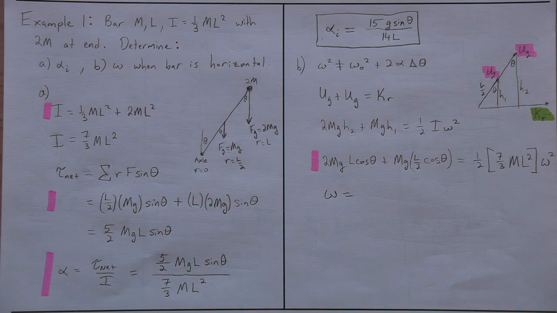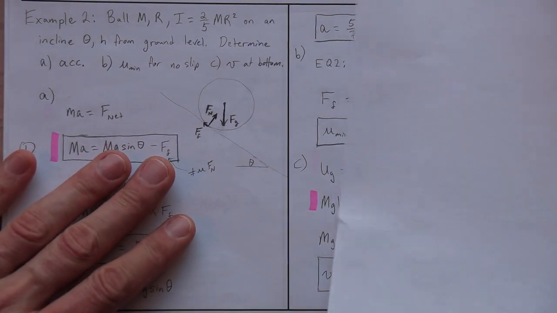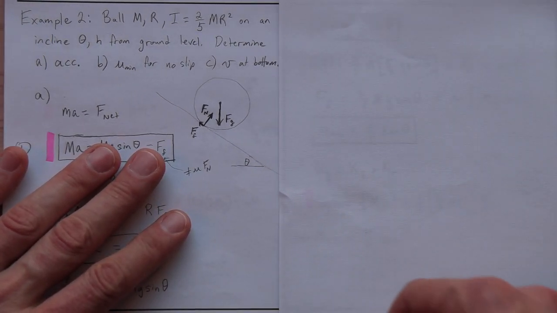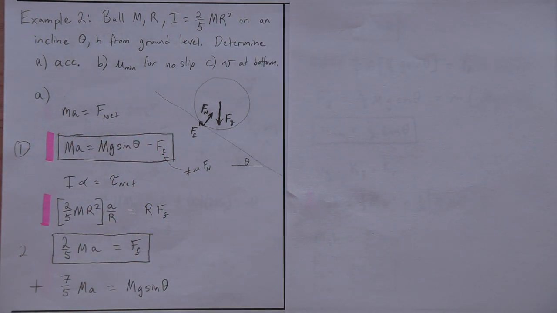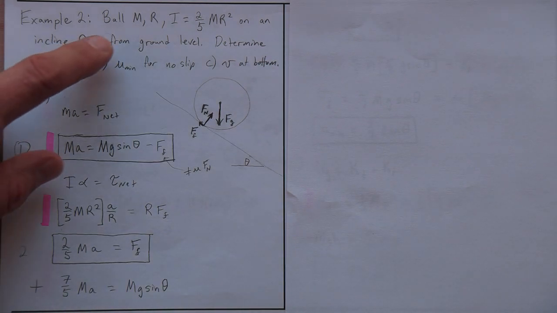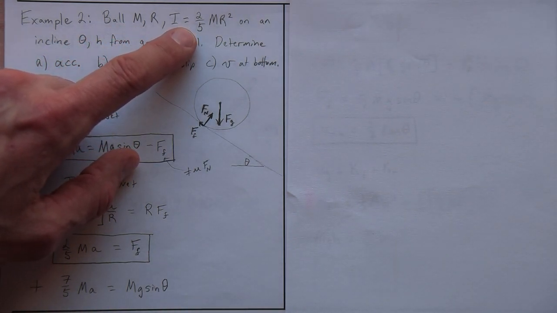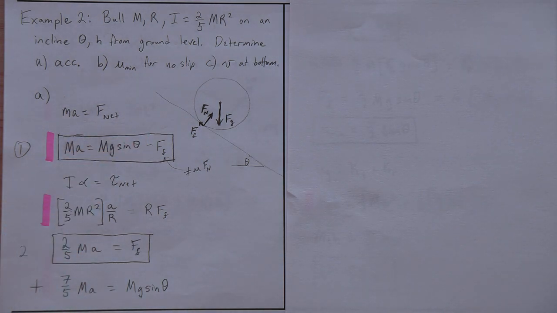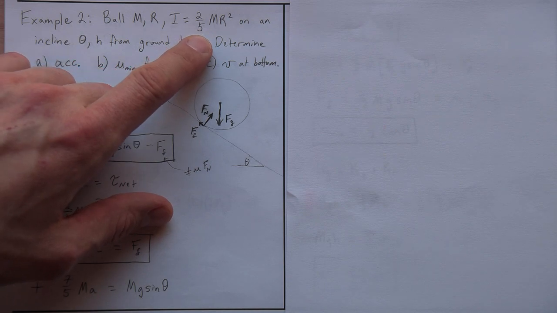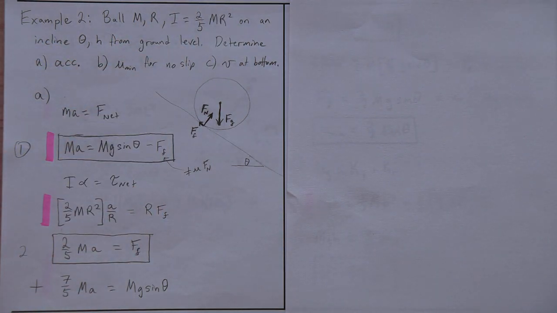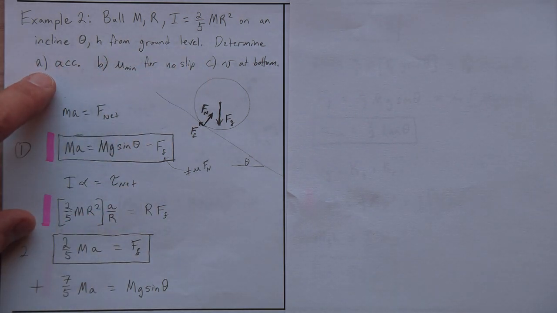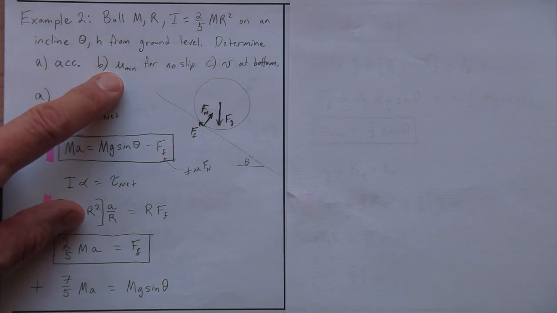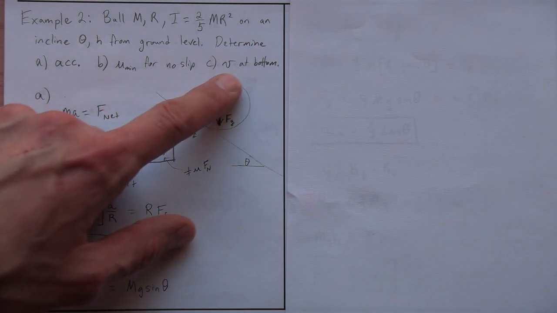So the next one here is a ball on a hill. So ball of mass m, radius r, inertia, again, this you don't have to remember, I think it's a solid sphere or something like that. I forget what kind of sphere it is, but that's the inertia of the ball given as 2/5 mr squared on an incline theta, a height h from the ground level. We want to determine the acceleration, the minimum coefficient for no slipping to occur, and then the speed at the bottom.